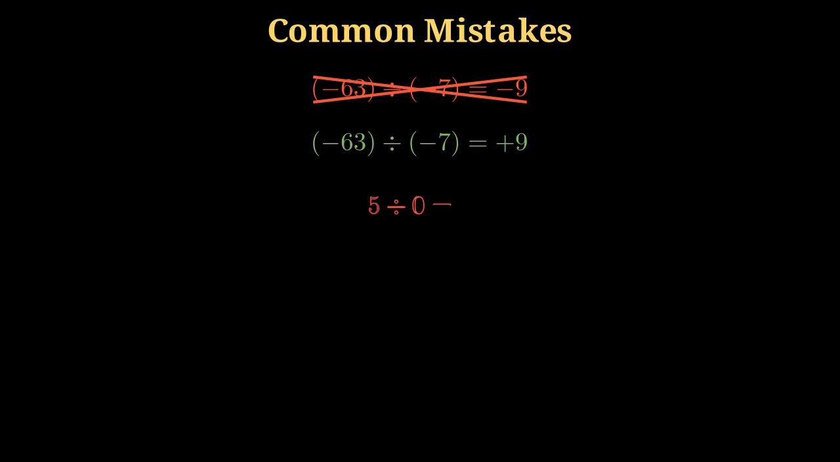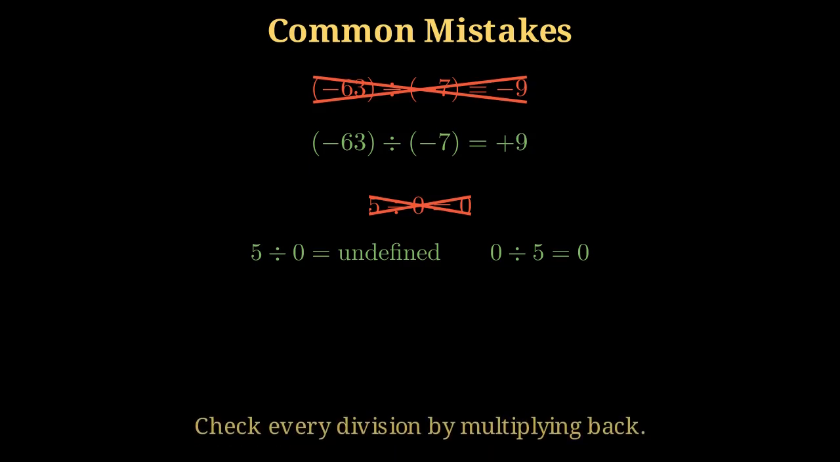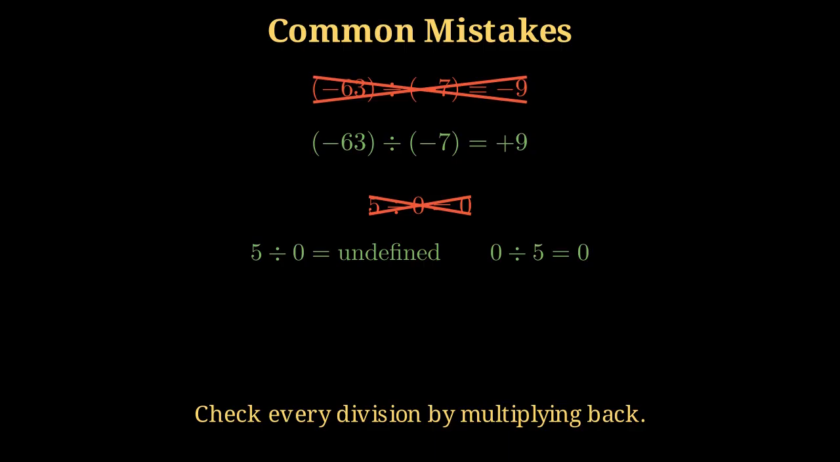Mistake 2, writing 5 divided by 0 equals 0. It does not. 5 divided by 0 is undefined. No answer exists. It is 0 divided by 5 that equals 0. 0 on top is fine. 0 at the bottom breaks the question. Golden habit. Check every division by multiplying back. It catches sign slips instantly, and it costs you 5 seconds.